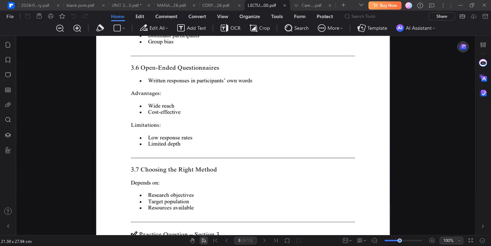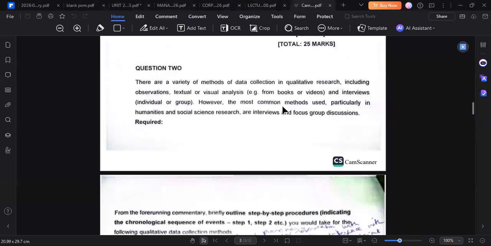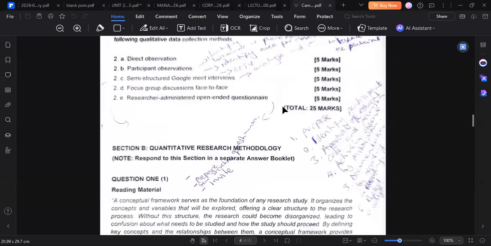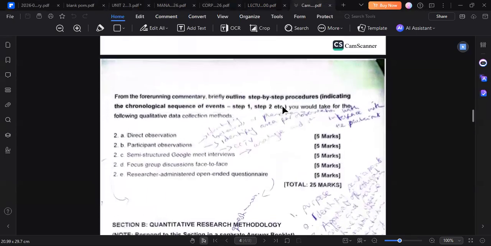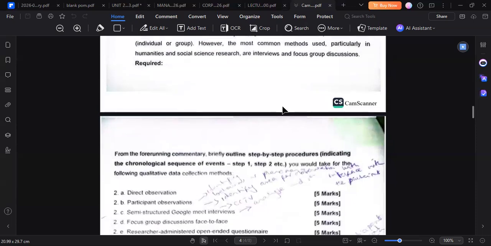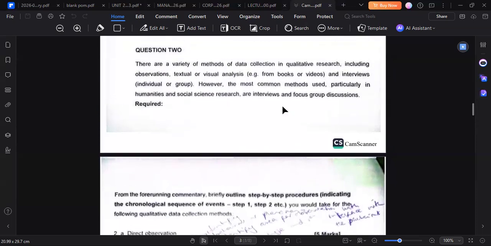So let's go to our exam questions, maybe at that juncture. This is 25 marks. The question reads: there are a variety of methods of data collection in qualitative research, including observations, textual analysis, and interviews. However, the most common methods used, particularly in humanities and social science, are interviews, focus groups, and discussion. Briefly outline step-by-step procedures, indicating the chronological sequence of events.